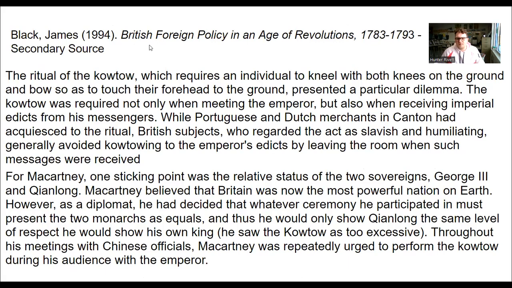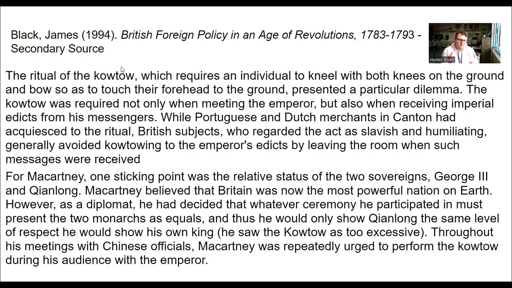This is from British Foreign Policy in an Age of Revolution, 1783 to 1793. This is a secondary source. Listen to this. The ritual of the kowtow, remember us talking about that, laying prostrate on the ground, which requires an individual to kneel with both knees on the ground and bow so as to touch their forehead to the ground, presented a particular dilemma. The kowtow was required not only when meeting the emperor, but also when receiving imperial edicts from his messengers. While Portuguese and Dutch merchants in Canton had acquiesced to the ritual, British subjects who regarded the act as slavish and humiliating generally avoided kowtowing to the emperor's edicts by leaving the room when such messages were received.